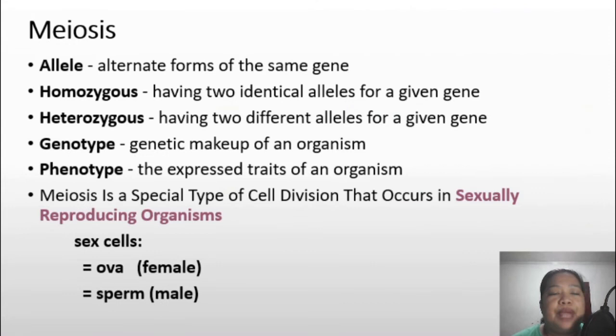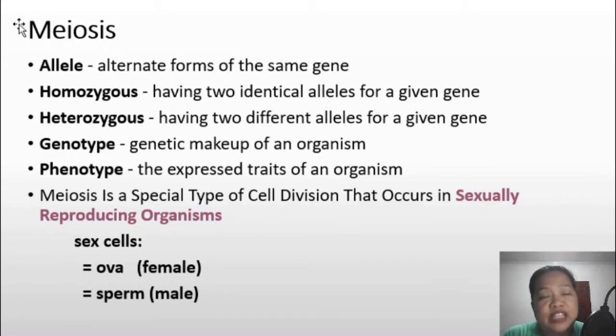Now, we have another type of cell division, which we call meiosis. We have different terms under meiosis. We have the allele. Allele means alternate forms of the same gene. Homozygous means having two identical alleles of the given gene. Heterozygous means having two different alleles of the given gene. Genotype refers to the characters that are not expressed within the organism, while the phenotype refers to the expressed traits of the organism.